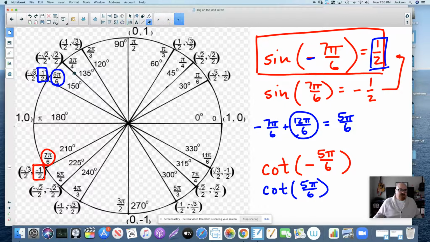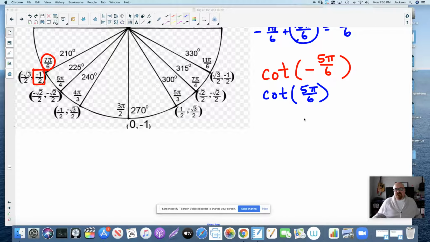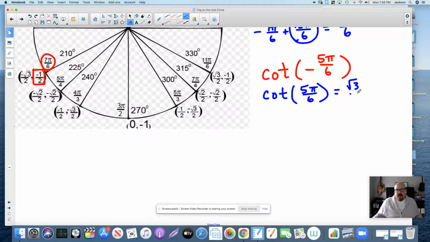And 5 pi over 6, we just saw that. 5 pi over 6 is here. The cotangent is x over y, right? So this ends up being negative radical 3 over 2 over 1/2, which is negative radical 3 over 2 times 2 over 1 when I flip this over and multiply. So I get negative radical 3.